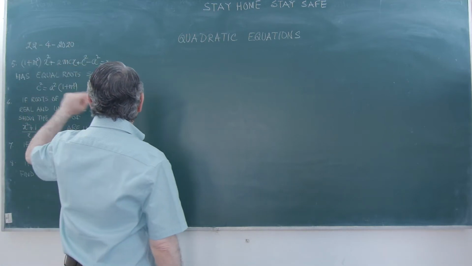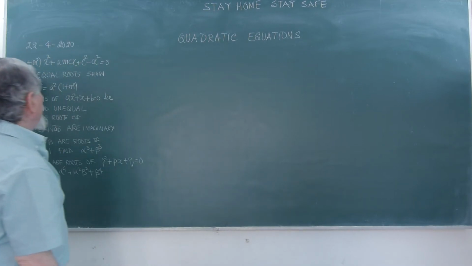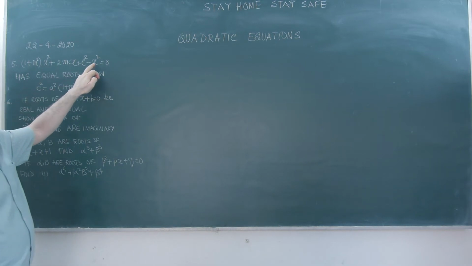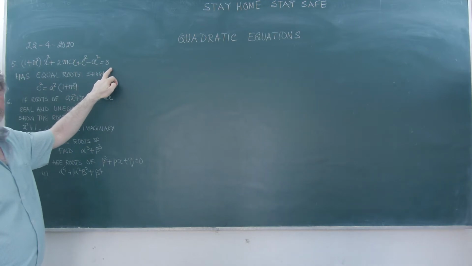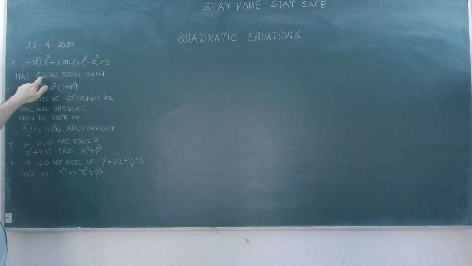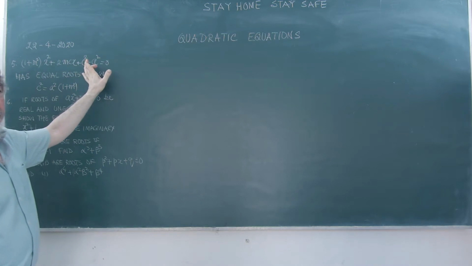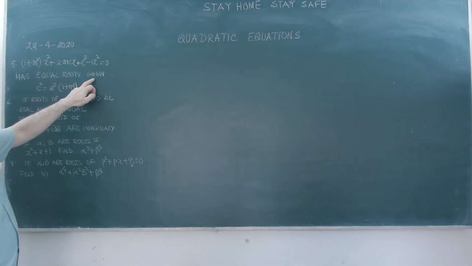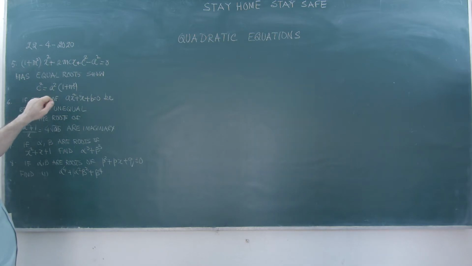Like in question number 5, I have (1 plus m square) x square plus 2mcx plus c square minus a square is equal to 0. He says this quadratic equation has equal roots. Show that c square is equal to a square into (1 plus m square).